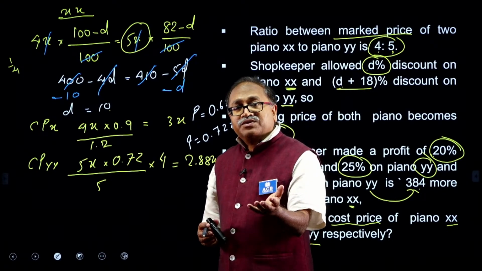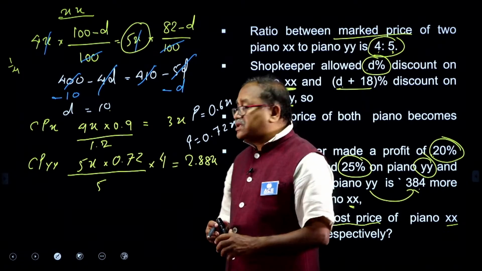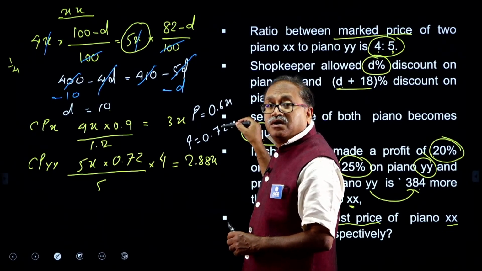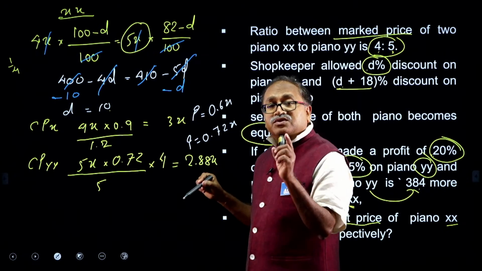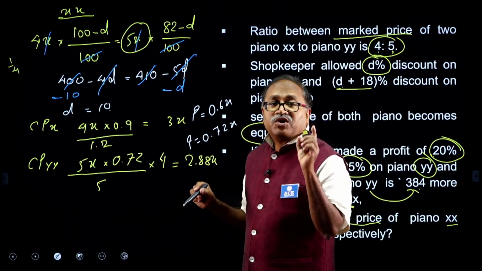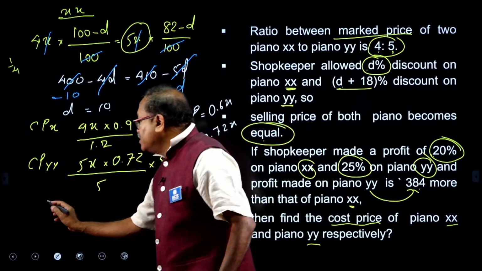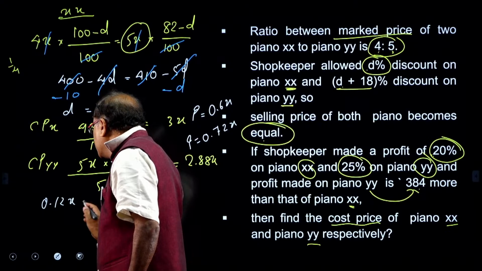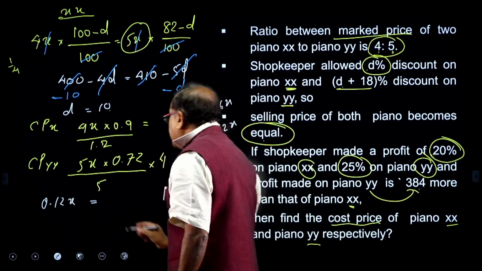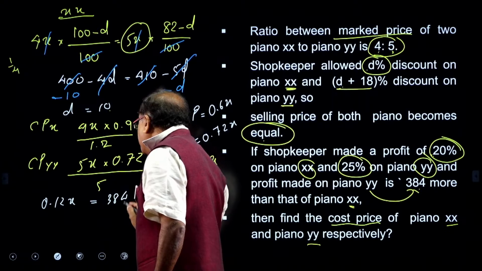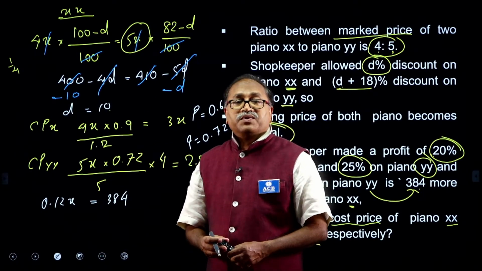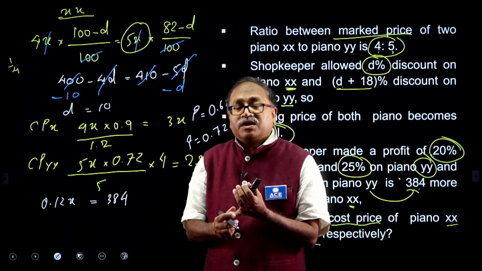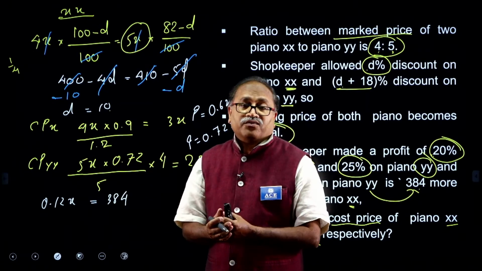We are almost reaching the solution here. The difference of profit: what is the difference? You can see there is 0.60 and there is 0.72. Then I notice that 0.12x is the profit difference, and that difference is given to us as 384. So you get the x value, and once you have the x value, you can find the cost price of XX and the cost price of YY.